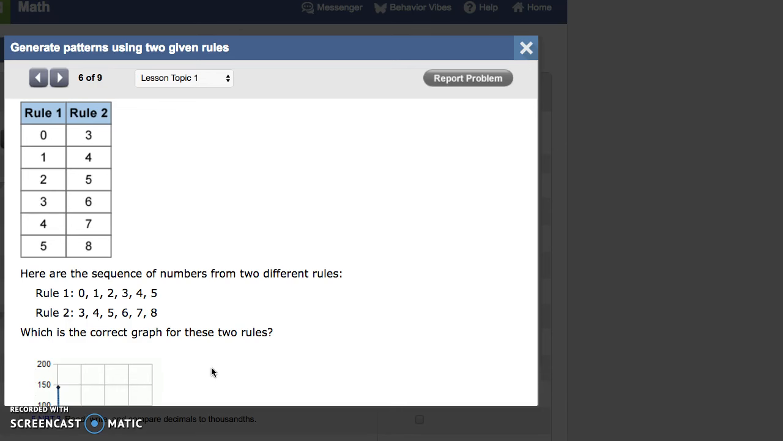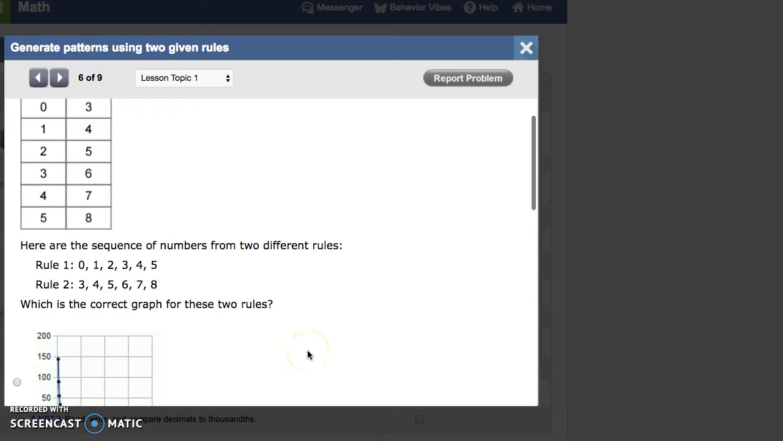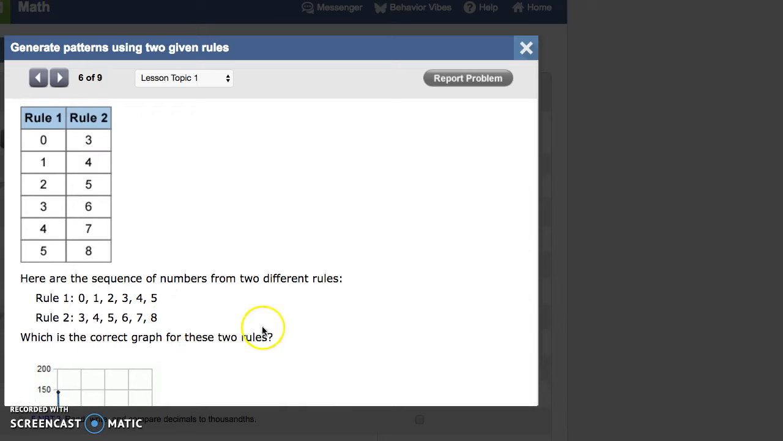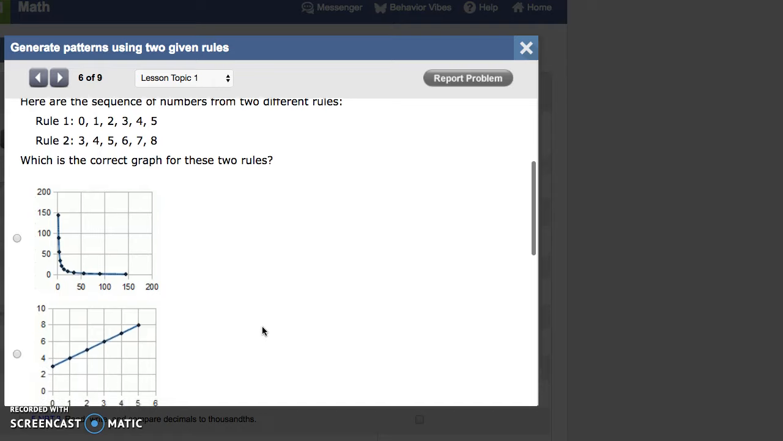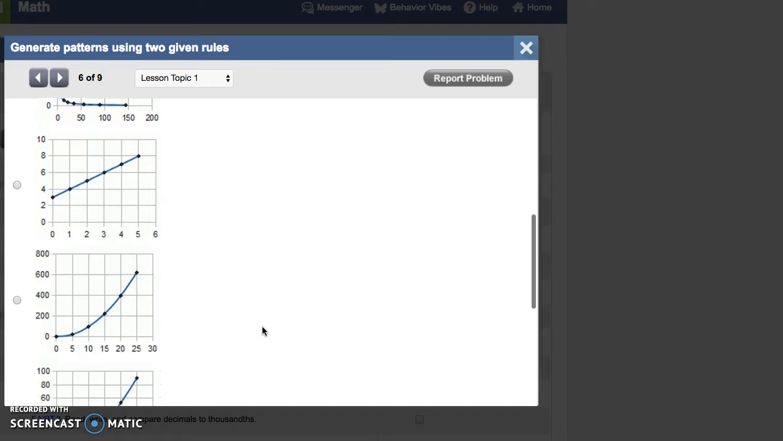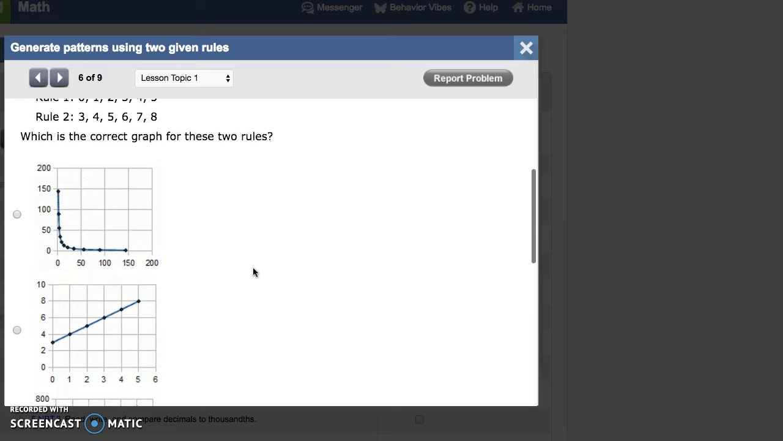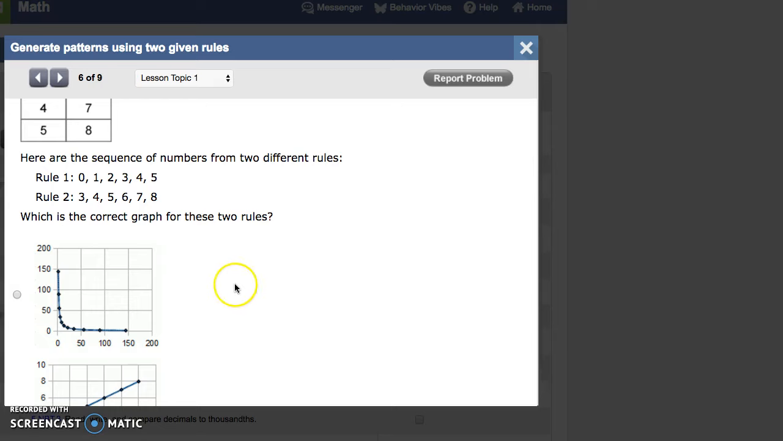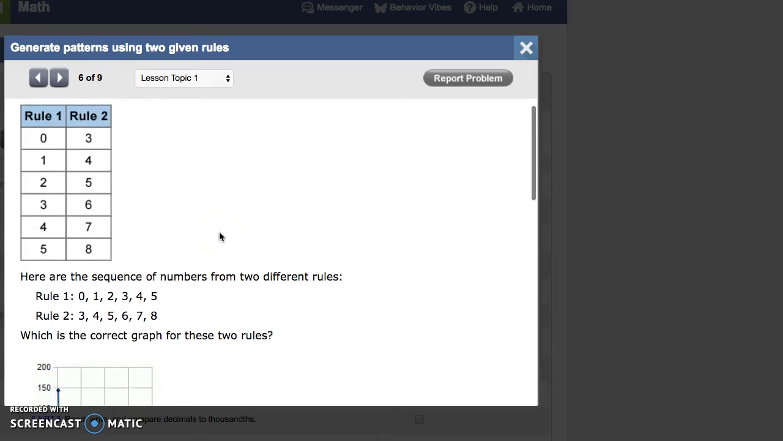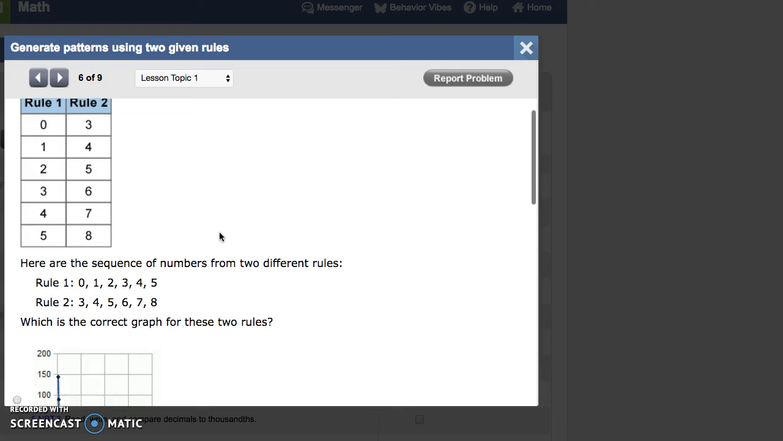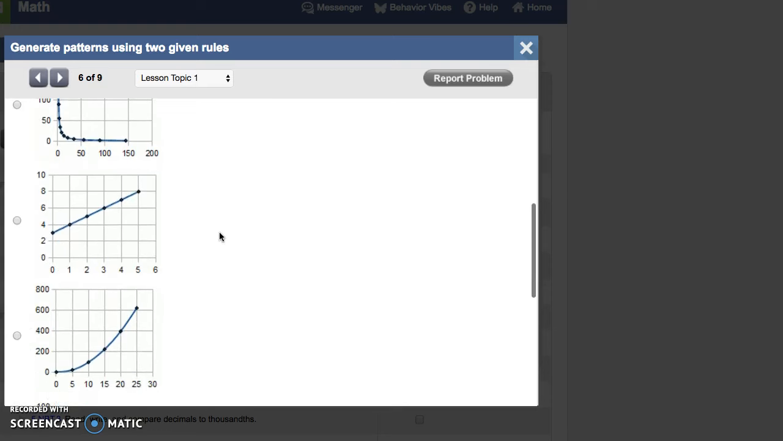Okay, let's look at this table with these two rules. We have 0, 1, 2, 3, 4, 5, and 3, 4, 5, 6, 7, 8. So here's the sequence of numbers. We're not worrying about figuring out what the rule is, but I do want you to look at the numbers, find the ordered pairs, and see which graph is the correct graph for these numbers. You can probably rule out some of them pretty easily. Let's look back up at the numbers. Which graph shows these numbers correctly?